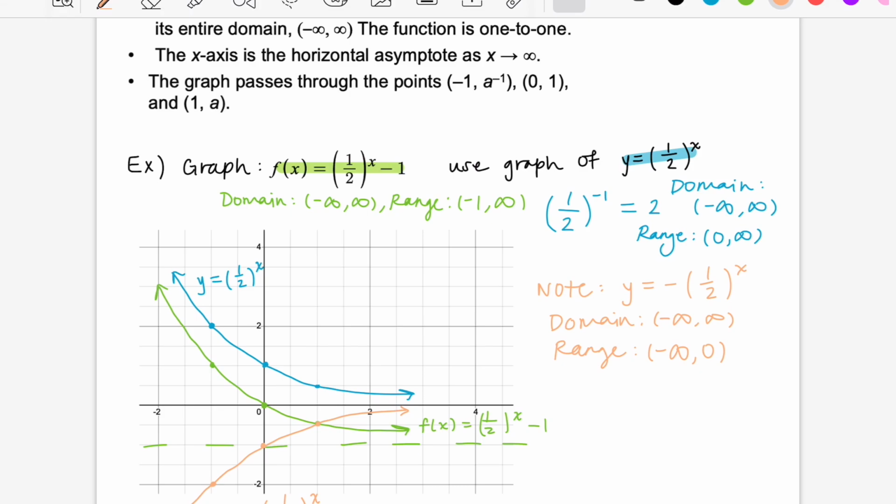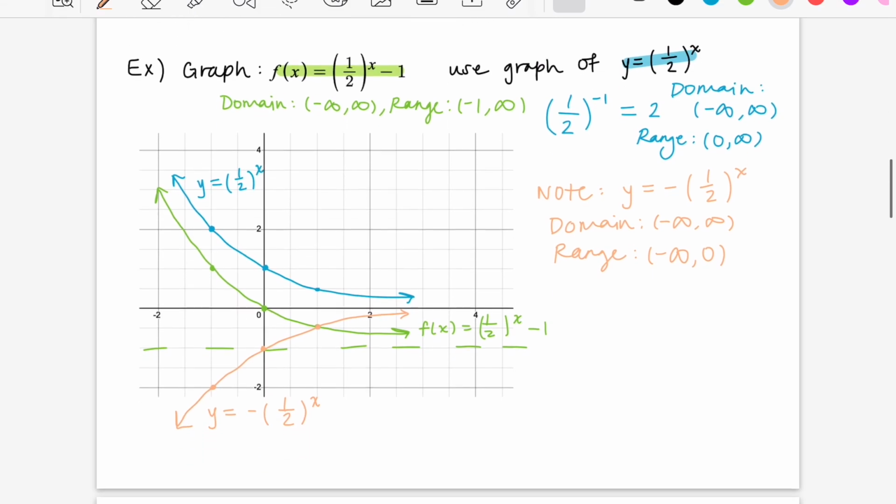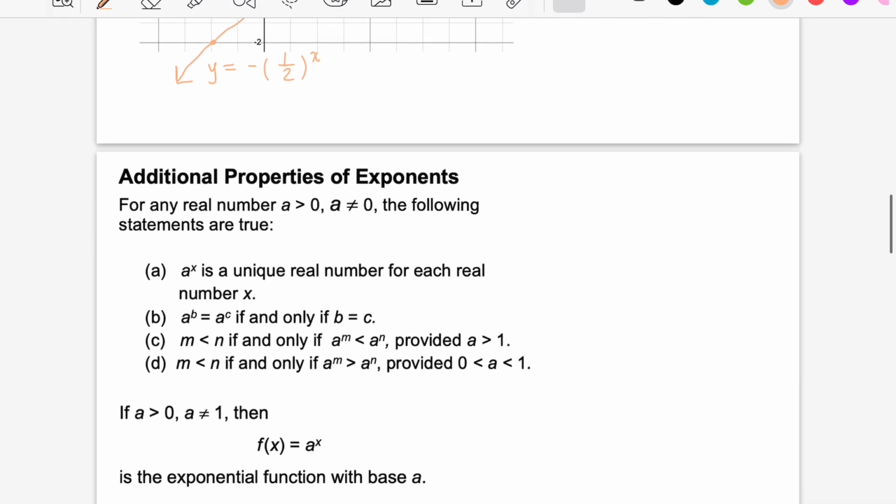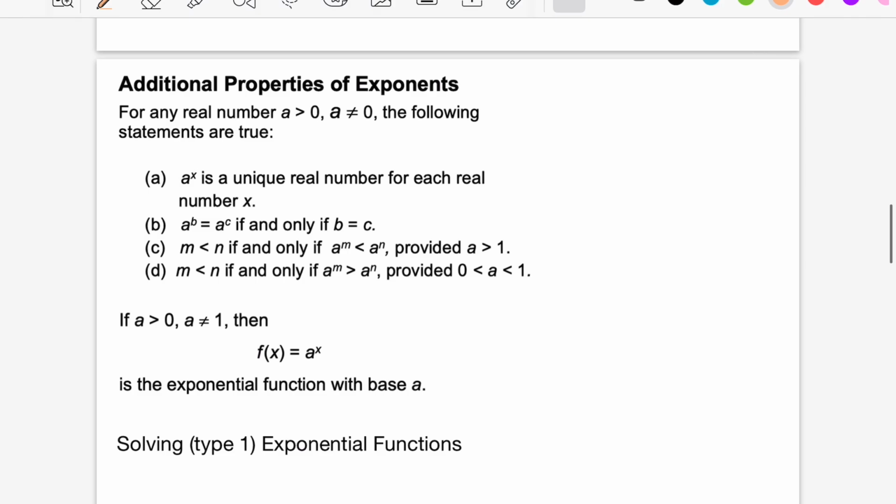All right, so now we're going to move on to some more properties of exponents. What we're going to do is use these properties to solve equations. Okay, so the first property says that a to the power x is going to be a unique real number for each real number x. B says that if we have a to the power b equal to a to the power c, this will be true if and only if our exponents are equal as well.